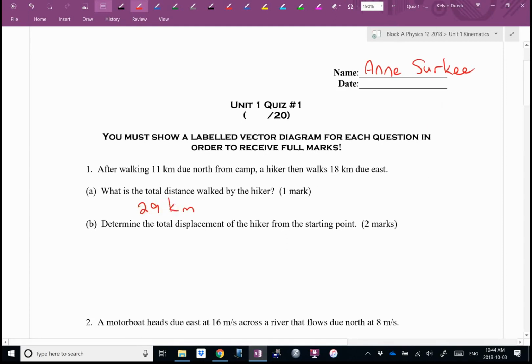29 kilometers, yes? Little hint, usually if I leave very little room to show work, it's because you can probably do it almost in your head. So if you're trying to do something long and complicated and I didn't leave you enough space, probably you're on the wrong track.